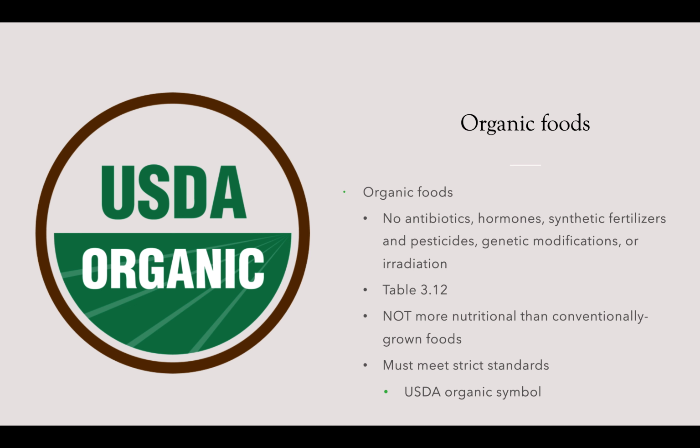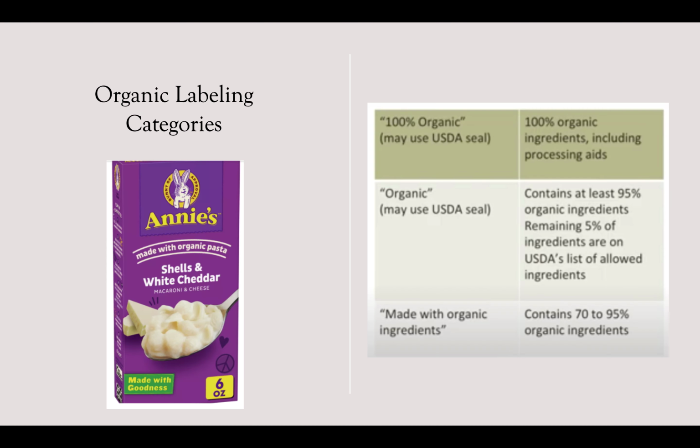If you saw this on a package of some type of food product, or say a soup can, this would mean that it has met the standards of an organic product. Keep in mind there are different labeling categories, and some foods can have small amounts of non-organic ingredients in them and still be labeled as organic.